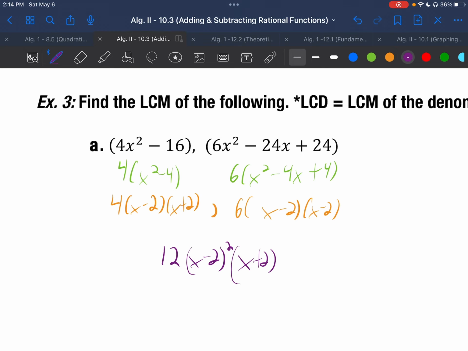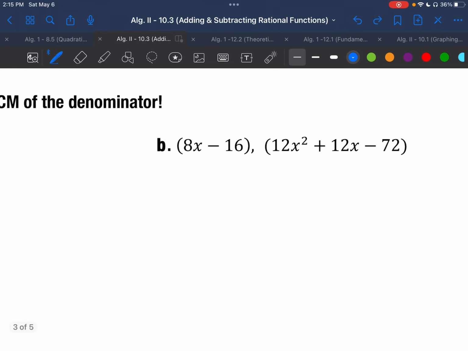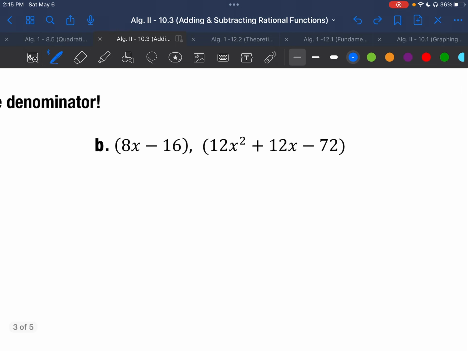So this would be the least common multiple. This is the lowest value that these two things can multiply up to. And what we did is we took them individually and said, hey, 4 and 6 can go to the 12. X minus 2 and x minus 2 twice can become x minus 2 squared. And x plus 2 and nothing can become x plus 2. Might be a good idea to try letter B on your own.